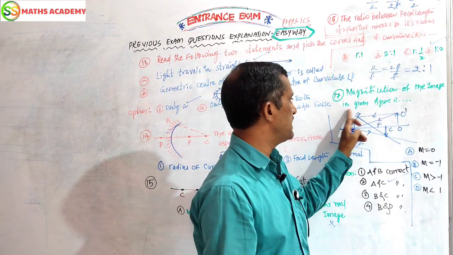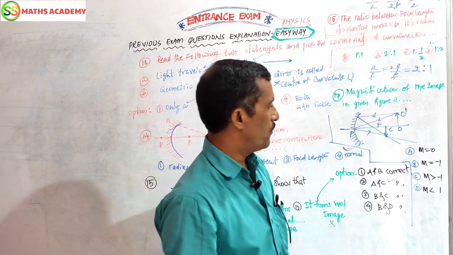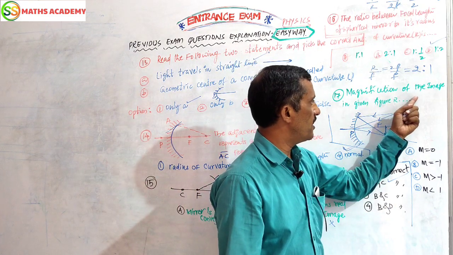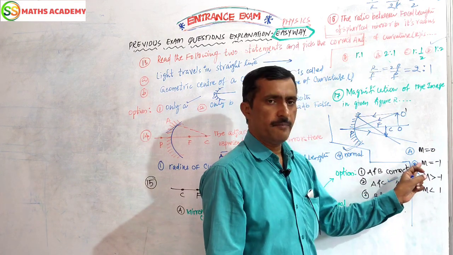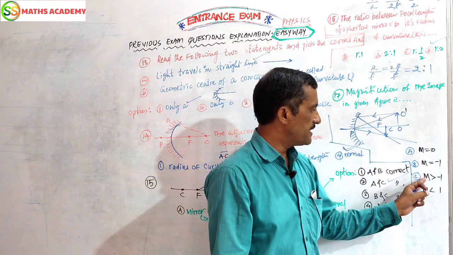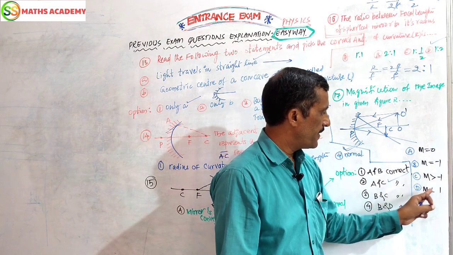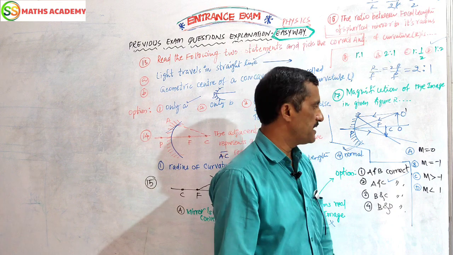Magnification of the image is given in the figure. Four options are given for the magnification of the image in the given figure: m equals 0, m equals -1, m is greater than -1, m is less than 1.